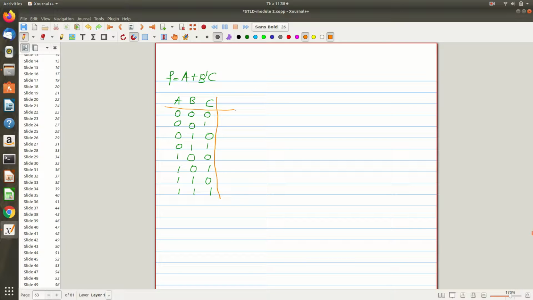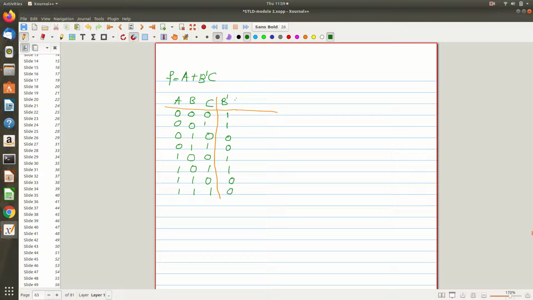Now I can go directly for this f, but it will be easier for you to understand if I follow the procedure. Let me find out what b dash is. You can see b here. I'm just looking at this column and complementing it: 0 becomes 1. So this will be 0, then these two are 1, then 0 0. So this is my b dash.